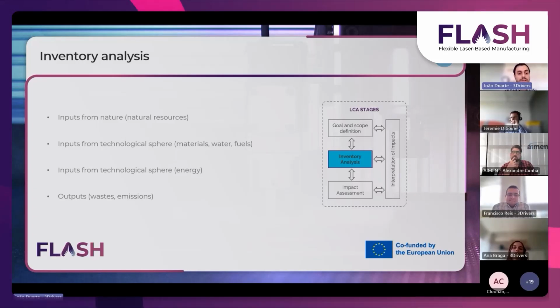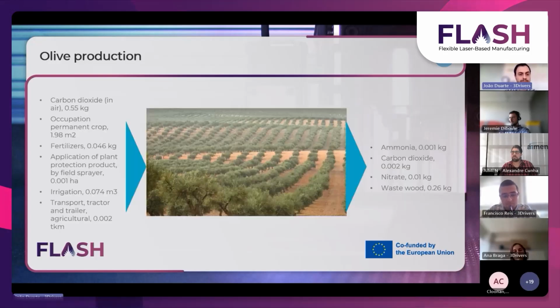Then we have materials and inputs that come from the technological sphere that are made by man, which include raw materials, water, fuels, and we also normally separate energy, which can include heat, for example, using natural gas or electricity that is produced using a variety of technologies. And finally, we have the outputs, which include the wastes from the processes and also the emissions.